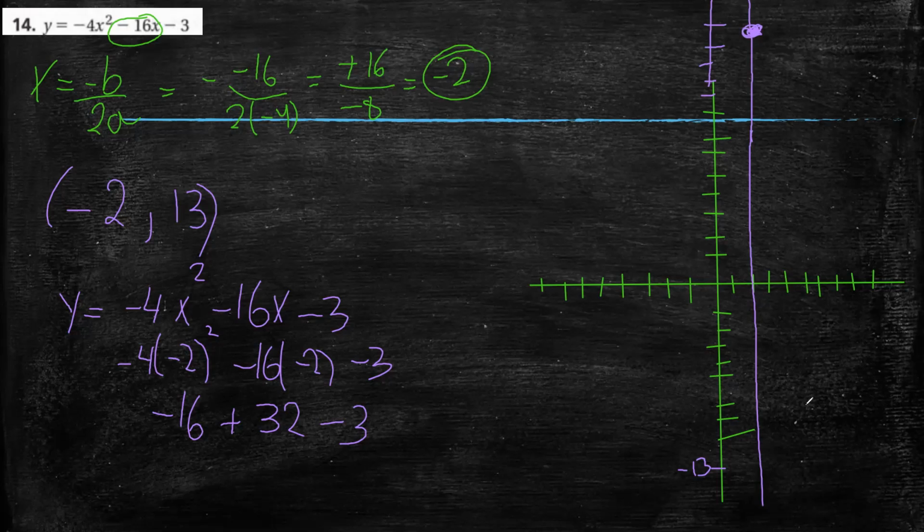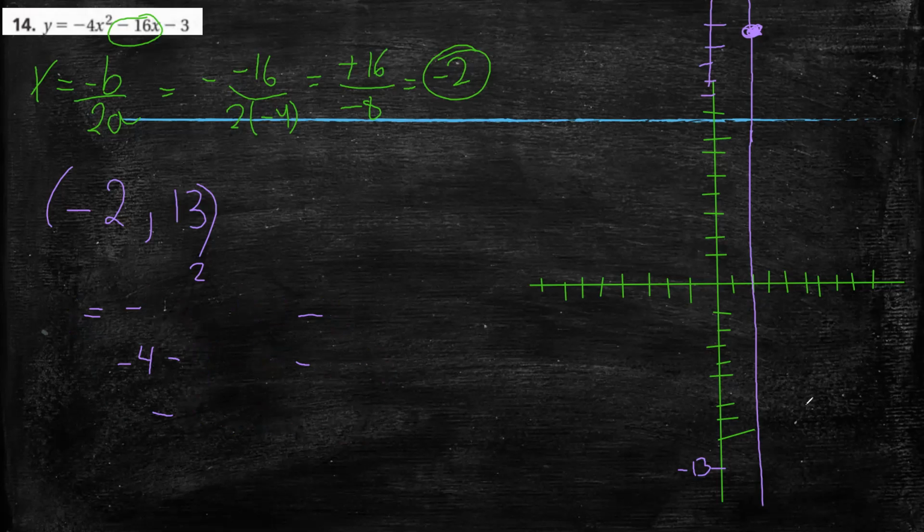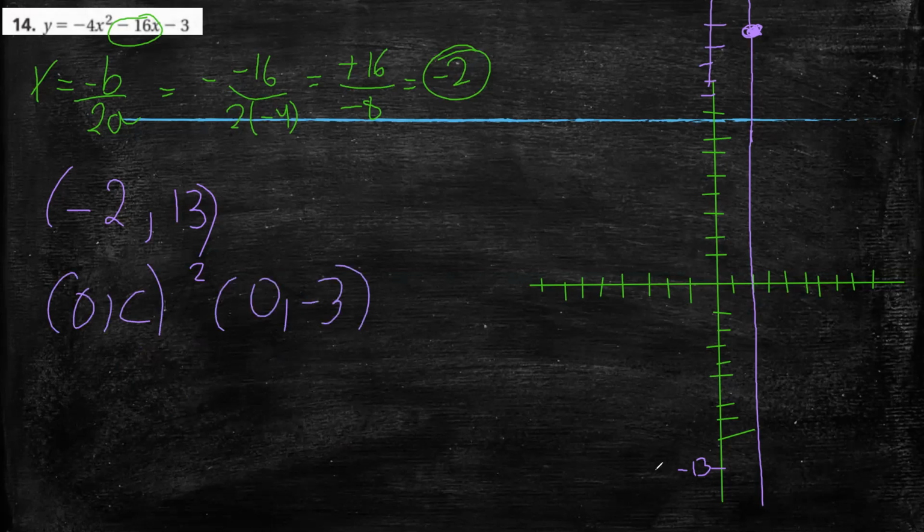Then the second step now, let's find the y-intercept. The y-intercept at point what? 0, c. 0, negative 3. The y-intercept. Yes, so it will be 0, negative 3.